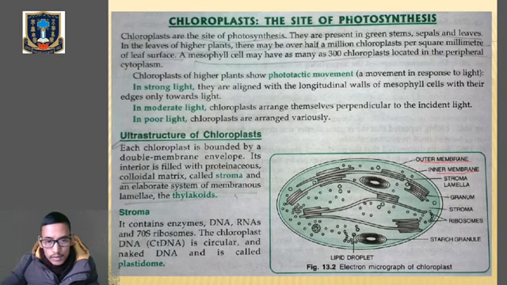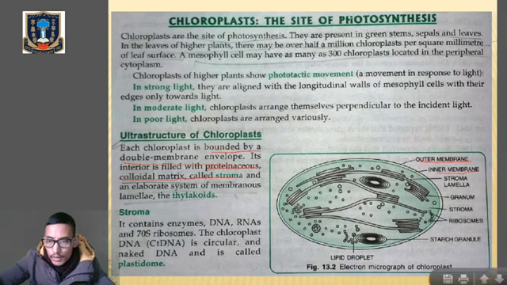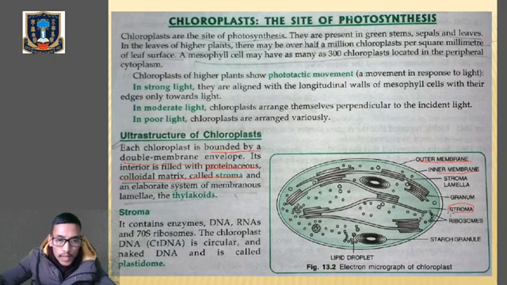So chloroplast is bounded by a double membrane envelope. Now in the interior part, inside the inner membrane of the chloroplast, we will see the proteinaceous colloidal matrix which is called the stroma. So we will find the stroma part inside the chloroplast, and we will see an elaborate system of membranous lamellae called the thylakoids.